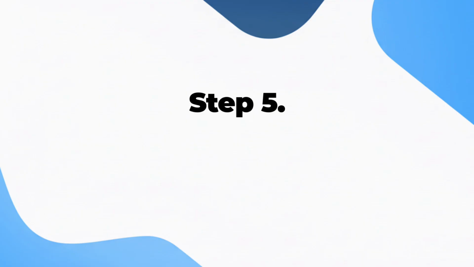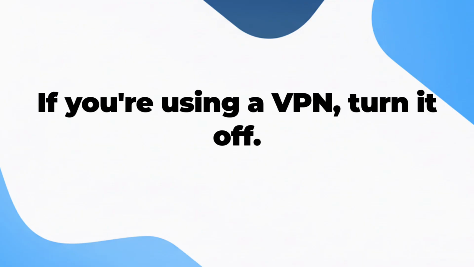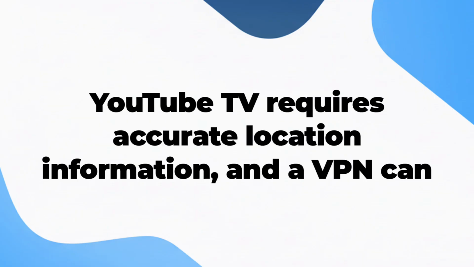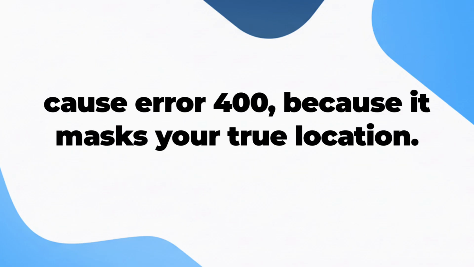Step 5. Disable any VPN. If you're using a VPN, turn it off. YouTube TV requires accurate location information, and a VPN can cause error 400 because it masks your true location.